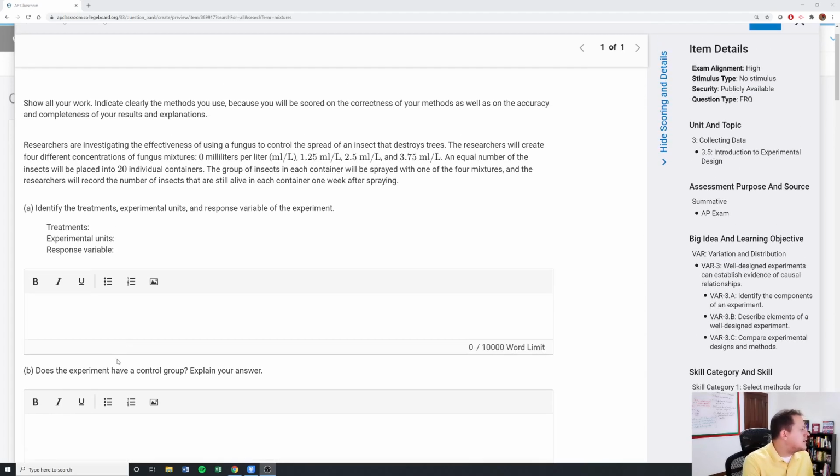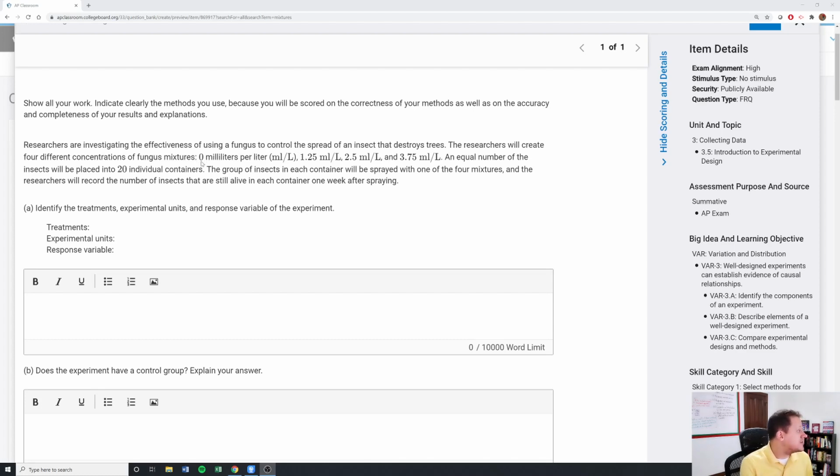Okay. Part B, does the experiment have a control group? Remember, a control group is essentially you're still getting a treatment, but the treatment doesn't have any active effect. Does one of the treatments follow that?